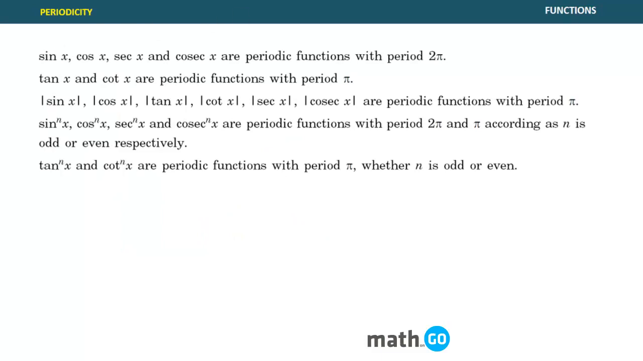Before going further, let's also understand some formulas which you have to remember. These are all results, but try and remember them as formulas. Very important stuff, add them to your formulas list. So what are the formulas? We know that sin x, cos x, sec x and cosec x are periodic with period 2π. Tan and cot are periodic with π. And if you take the modulus of any trigonometric function, straight away they are periodic with π.